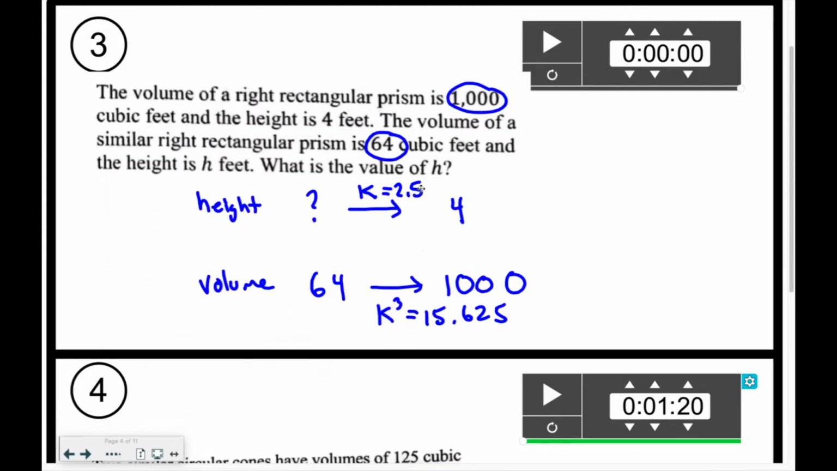So that tells me that the scale factor is 2.5. This is why I like to set it up this way. Now I can see that this would have been a smaller number that got multiplied by 2.5 to give me 4. So I just work backwards by dividing. So the answer is just 4 divided by 2.5, which is 1.6.